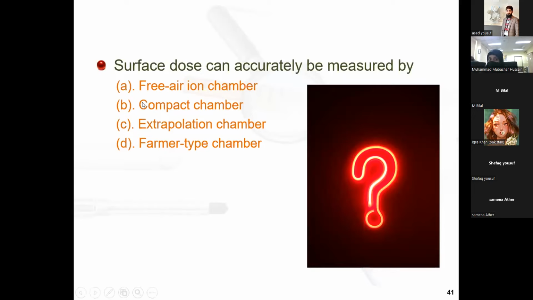However, the free air chamber, compact chamber and Farmer chamber all work on the principle of cavity theory, and the principle of cavity theory requires that charged particle equilibrium exist. The compact chamber and Farmer type chamber are thimble chambers, and the free air chamber is very big. They also have a requirement of charged particle equilibrium. So these chambers cannot be used to measure surface dosimetry.